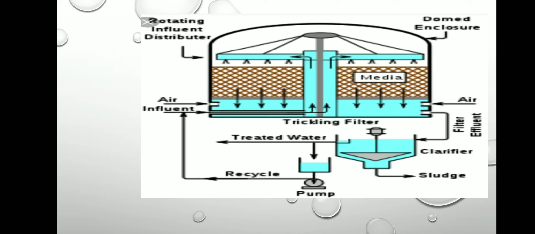The treated sewage containing stable metabolic products of microbial activities is released through the drains present at the bottom of this filter bed. These trickling filters reduce the suspended solids up to 80%.